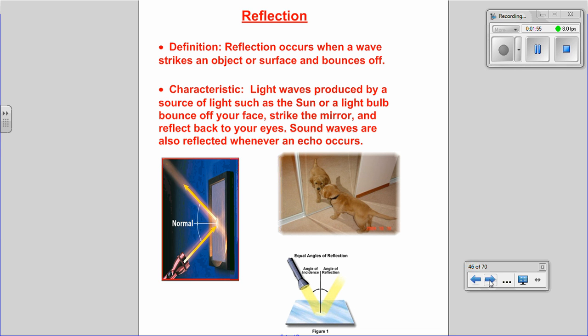Light waves produced by a source of light such as the sun or a light bulb bounce off your face, strike the mirror, and reflect back to your eyes. Sound waves are also reflected whenever an echo occurs. So sound waves can also have this particular characteristic as well.